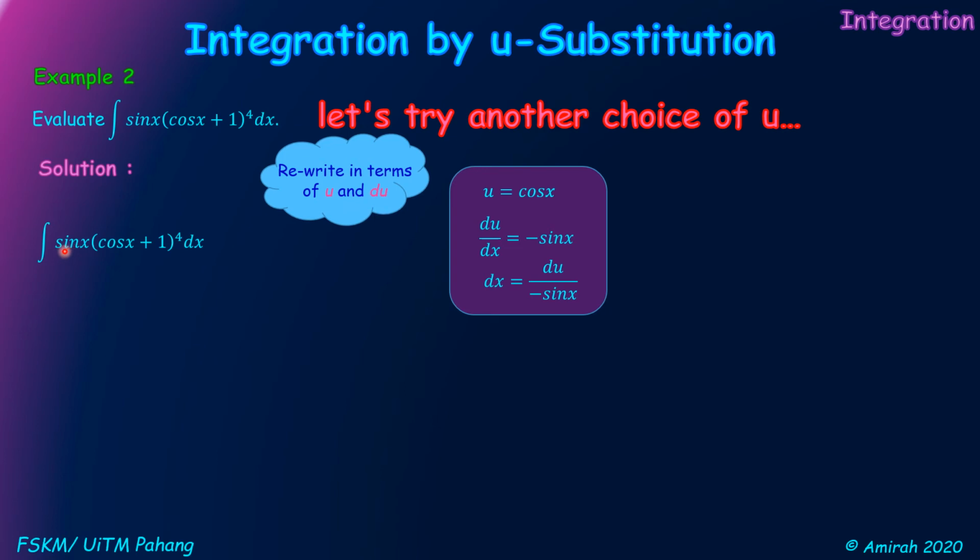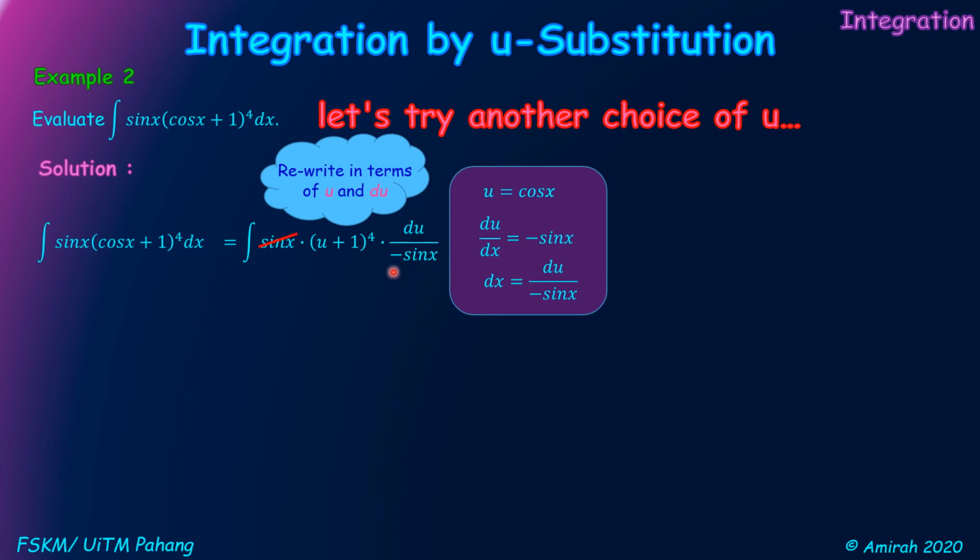In this case, the given question is in terms of variable x and dx. So when we use u substitution, we rewrite the given question in terms of u and du. From the given question, we have sin x here, and cos x here we replace by u. So we write u plus 1 bracket to the power of 4. And dx here, we replace by du over negative sin x.